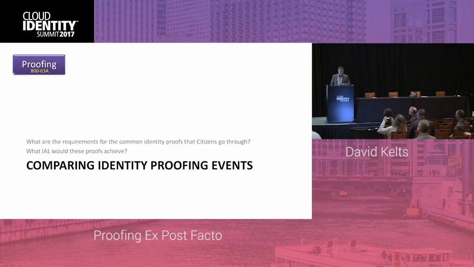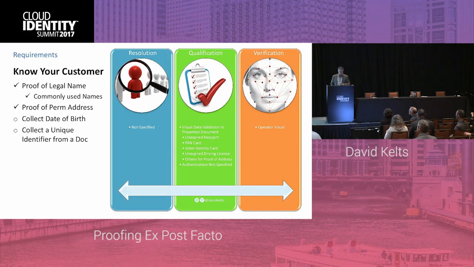So let's look at proofing and the proofing events. I tried to break down proofing into these three things, and I've got more of these slides. So if people are like, hey, I want to know what the passport does, I can provide you some of it, but really just chose 3 of them for now. Know your customer, which when you look at this, you say, that's pretty light on requirements, right? There's really no requirements for resolution.